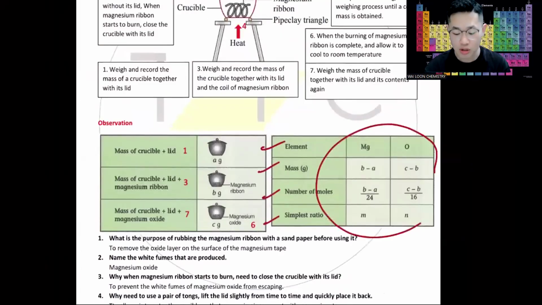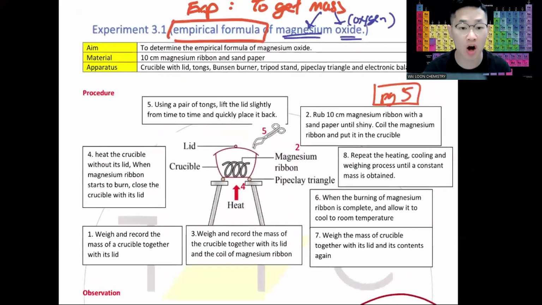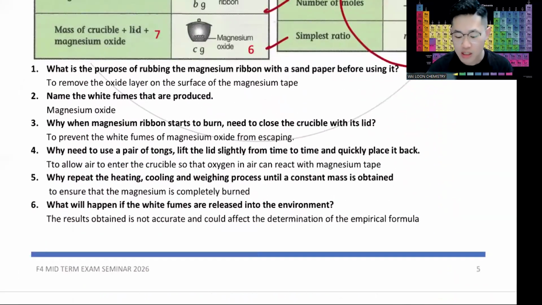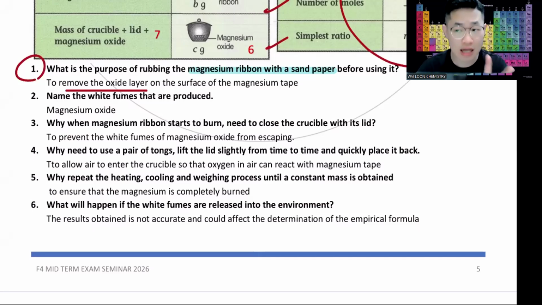So in this experiment, there are a few precautions that you have to remember. The precautions are, look at the bottom here. Before we start doing the experiment, we must clean our magnesium ribbon with sandpaper. This is to remove the oxide layer on the surface of the magnesium ribbon. This is something I need you to remember. So these are the answers that you need to write later.